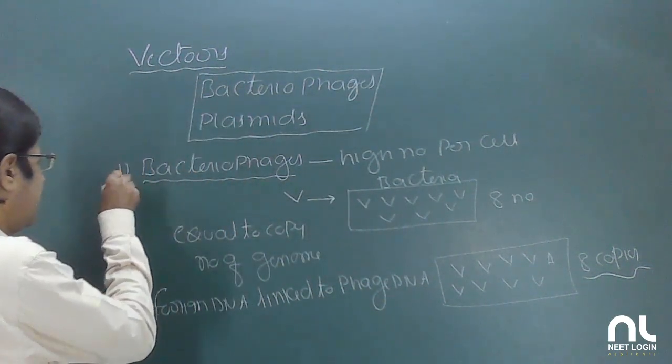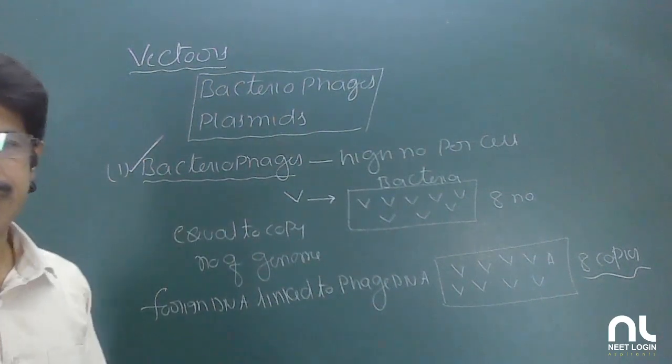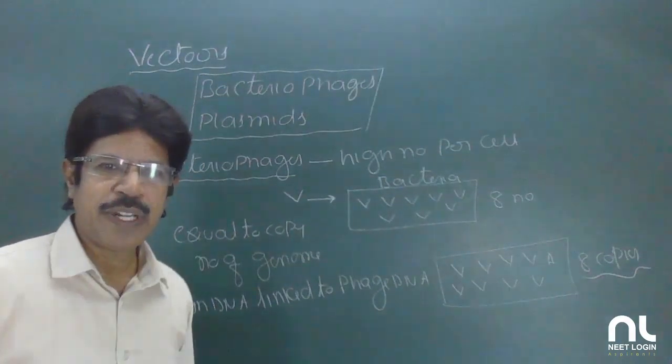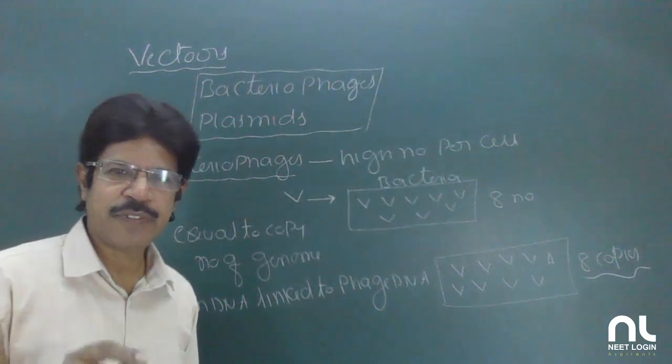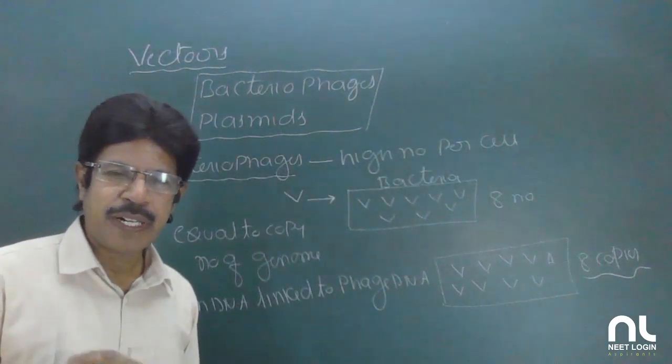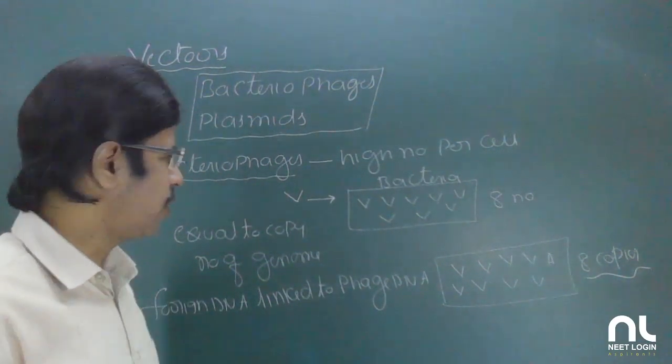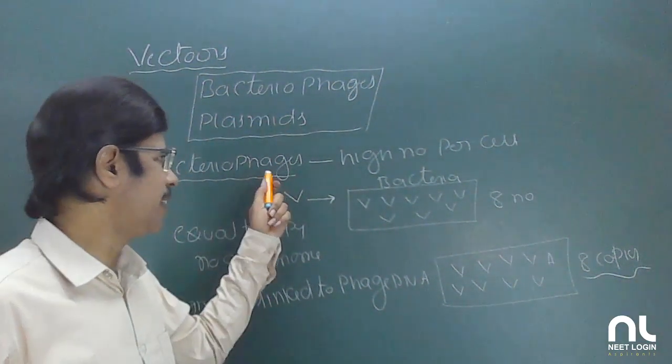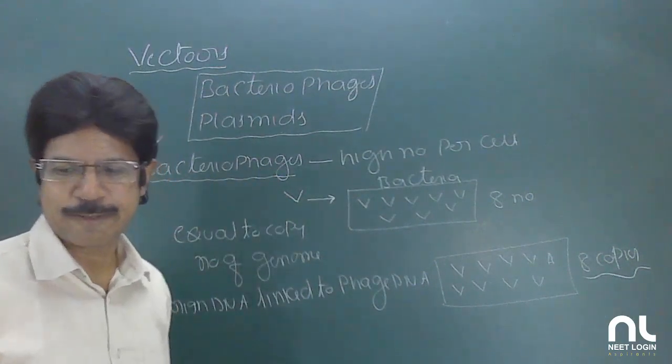Bacteriophages, the first one. Have you got it? If you link the DNA to the phage DNA, it can multiply equal to the copy number of the phages.